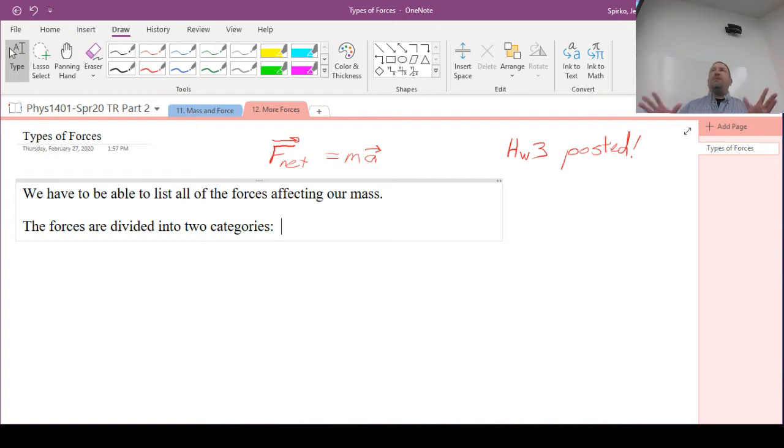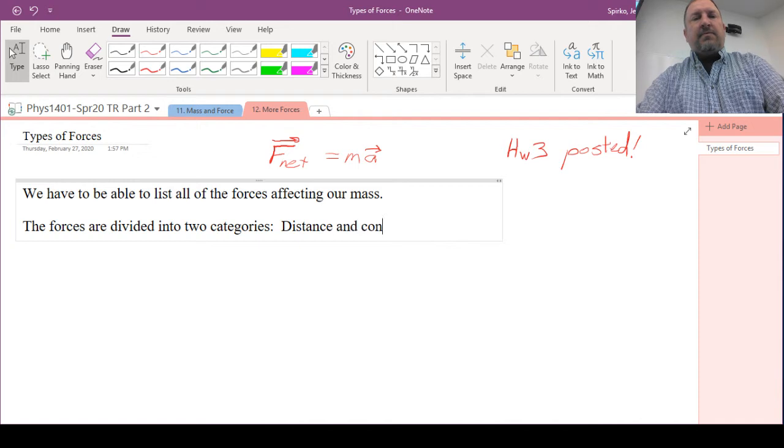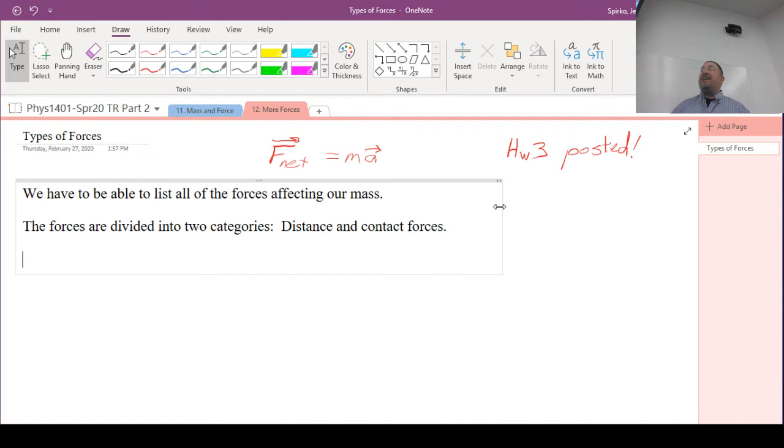First of all, I split them into two categories. And the two categories are distance forces and contact forces. And that may seem like a silly distinction to make, but contact forces are usually exerted by something within our vision of what we can see while we're doing our analysis, whereas distance forces we have to deliberately think about. So let's get that one out of the way first.